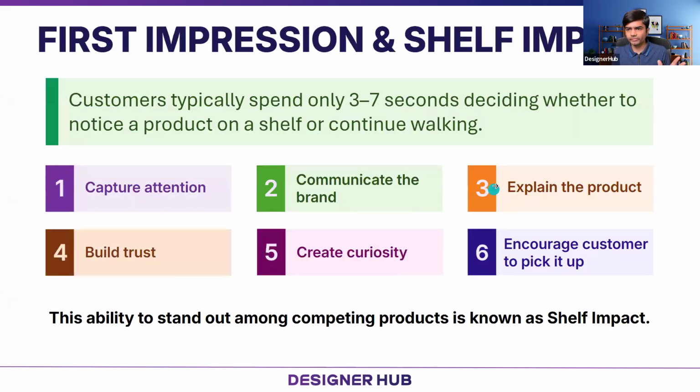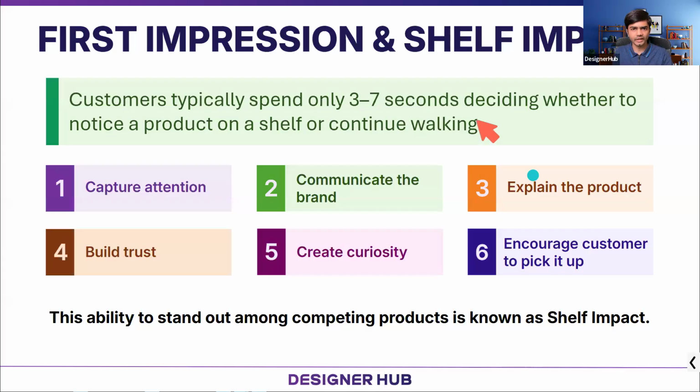Going forward, the first impression and the shelf impact. Okay, so all of these packages are stored in a shelf in any of the stores or retail or supermarkets. So a customer typically spends only 3 to 7 seconds deciding whether to notice a product on a shelf or continue walking. Okay, so people are walking, and if this is your shelf, there are lines of products that have been put up over here. Maybe you just have got two rows. All of these two rows are individual products, but among all of these, you need to stand out so that the person stops by over here and thinks twice and then makes the purchase decision within those few seconds that he's spending on that product.